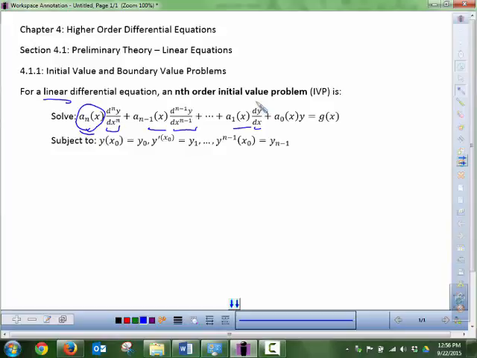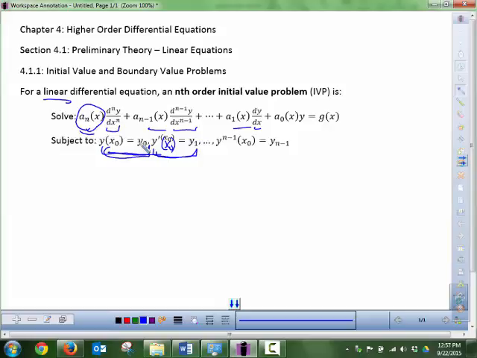Now, because you have a higher order differential equation, your initial conditions will also have to change. And what's going to happen is that you're going to have as many initial conditions as the order of your differential equation.